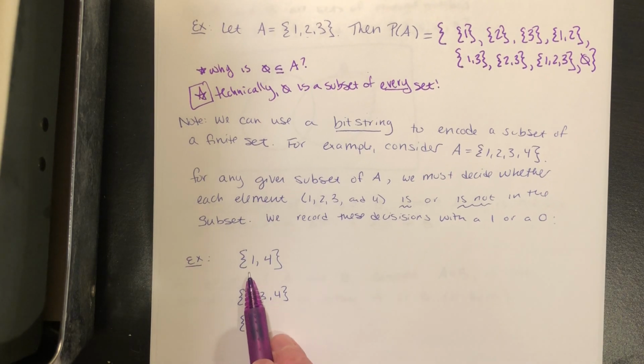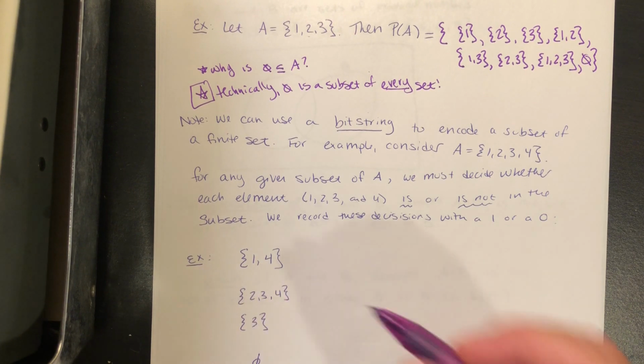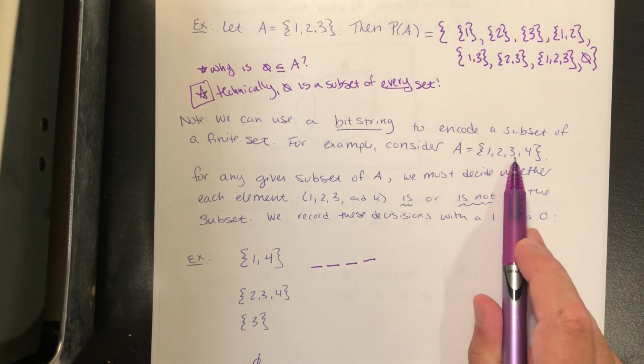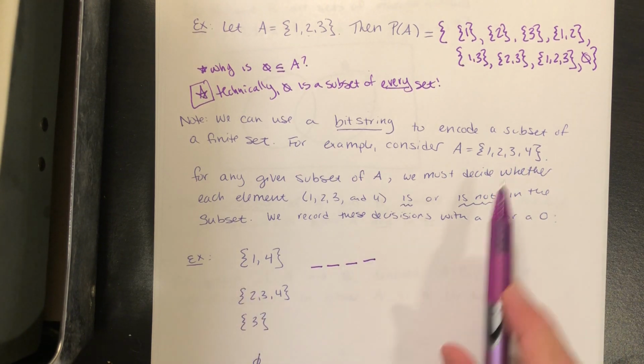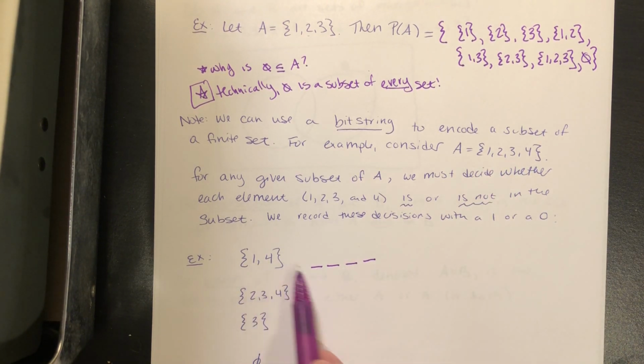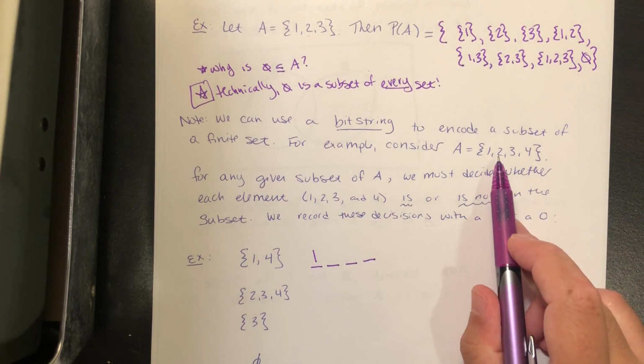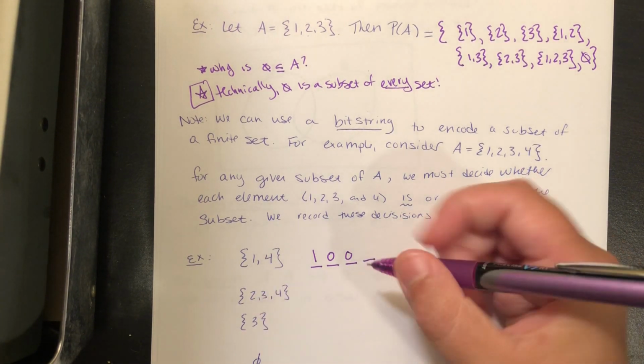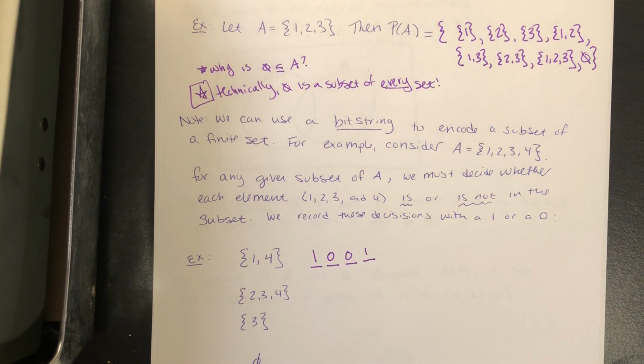So as an example here, let's look at the set 1 and 4. Remember, there are 4 decisions to make here. Is each one of these numbers in the subset or not? The first one is 1. Is 1 in the subset? It is, so we'll put a 1 here for yes. The next number in our set is 2. Is 2 in the subset? It is not, so I'll put a 0 here. Is 3 in the subset? No, so I'll put a 0. And is 4 in the subset? Yep, so I put a 1. So this is going to correspond to the binary string 1001.